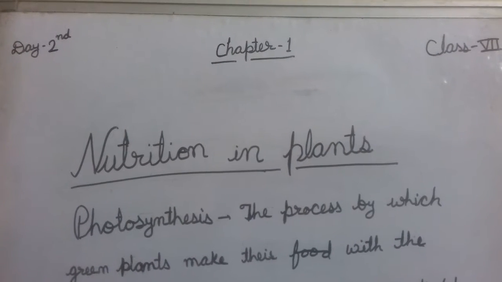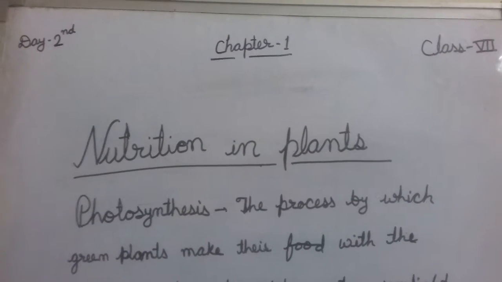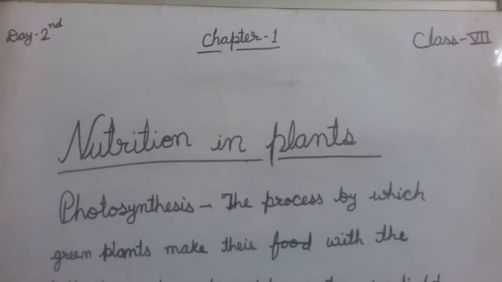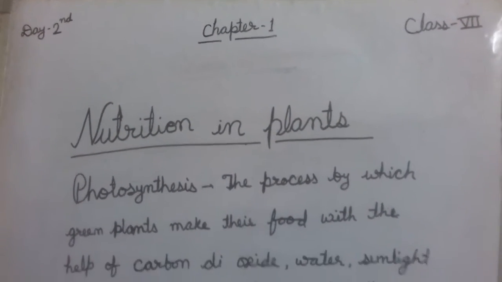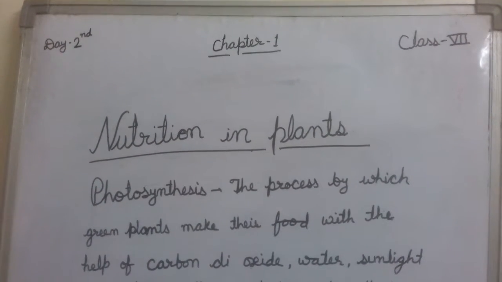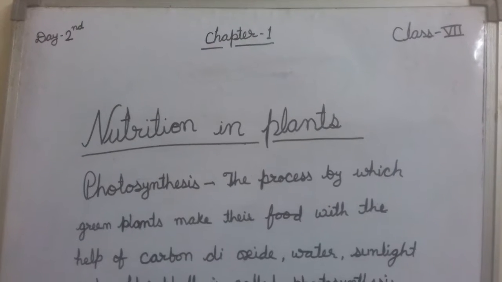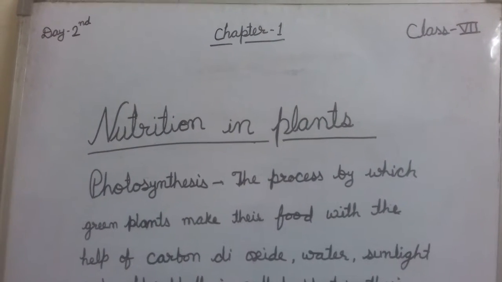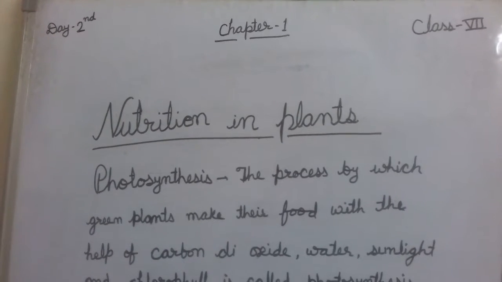Good morning all of you. Once again I am here with the rest of the topics of the first chapter of your science book. Please open the first chapter of your science book. In the last class we discussed autotrophs and heterotrophs. We have already read how the food chain runs regularly.